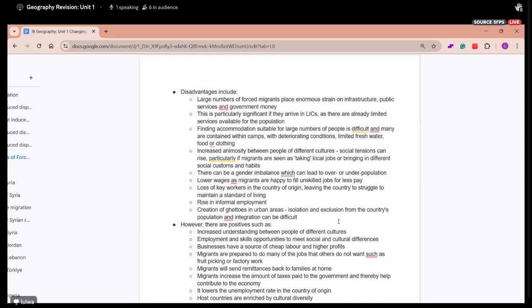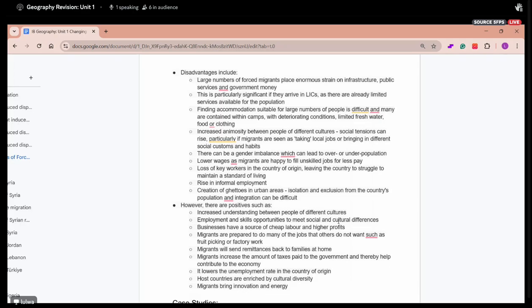I won't say all of them, but some examples would be lower wages, as migrants would be happy to fill unskilled jobs for less pay, loss of key workers in the country of origin. There's a rise in informal employment. There's creation of ghettos in urban areas, isolation and exclusion from the country's population, and integration can be difficult.